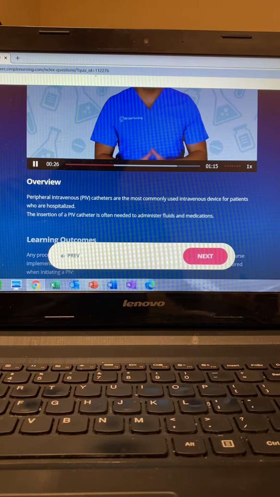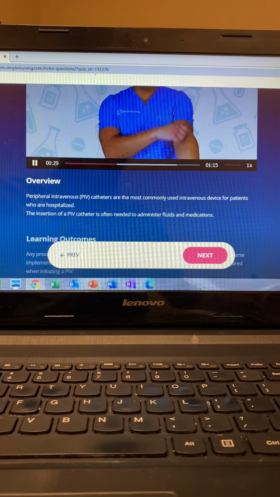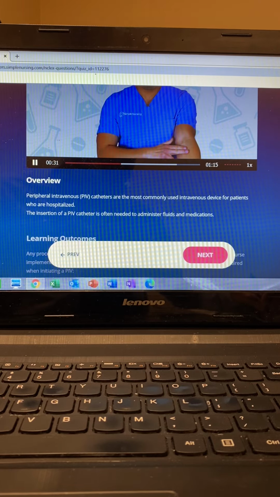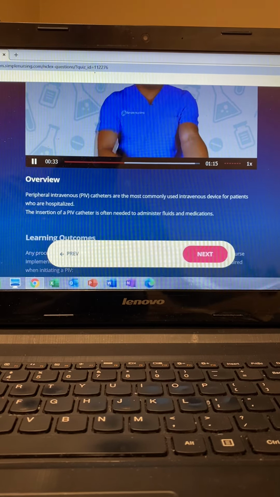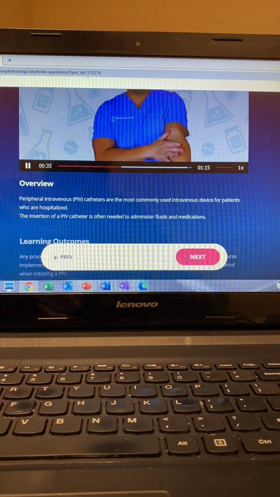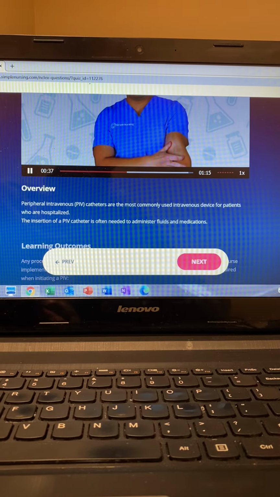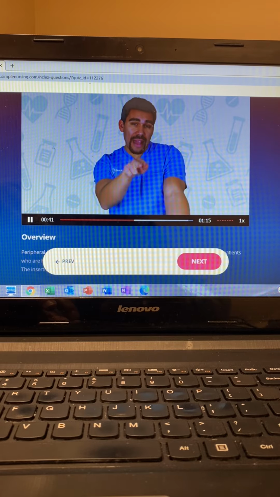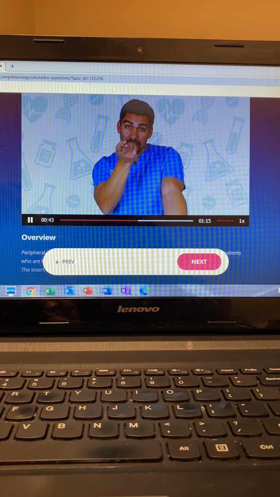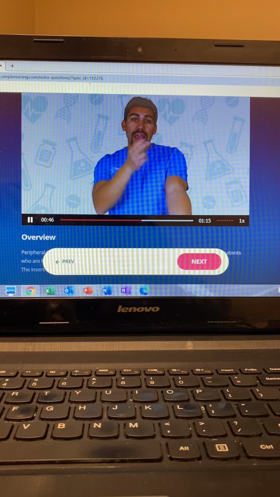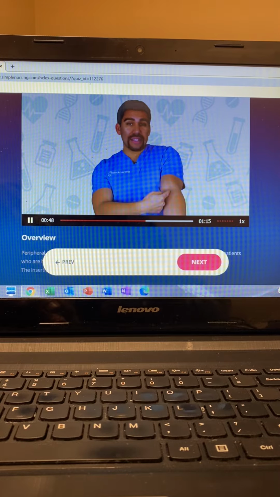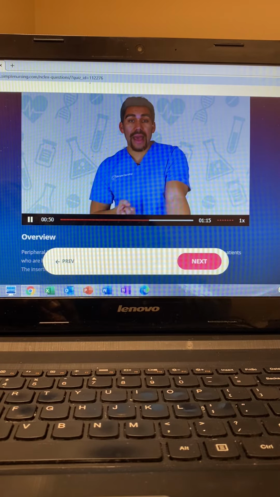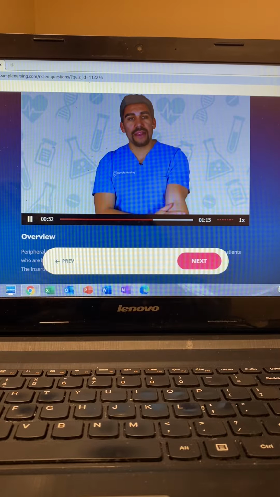So step 1, we always clean the site to prevent infection with those alcohol swabs, guys. Then step 2 is you apply the tourniquet and hold the skin taut to stabilize the IV. Make sure it's ready for access. Step number 3 is you insert the IV catheter with that bevel end up to allow for blood. And 4th, you continue advancing until blood flashes back to confirm placement of the IV.